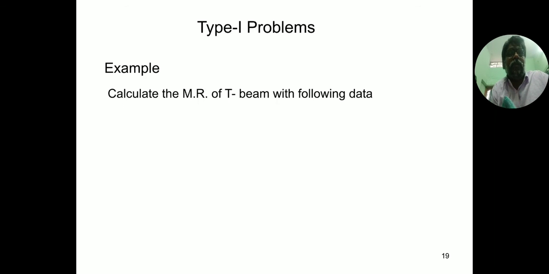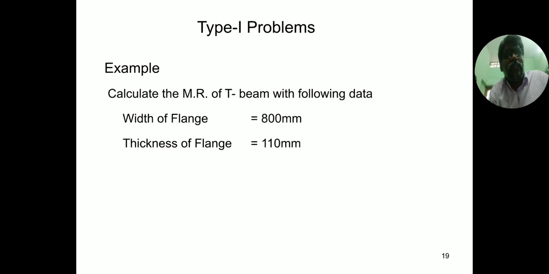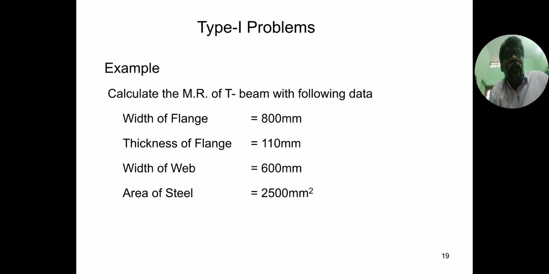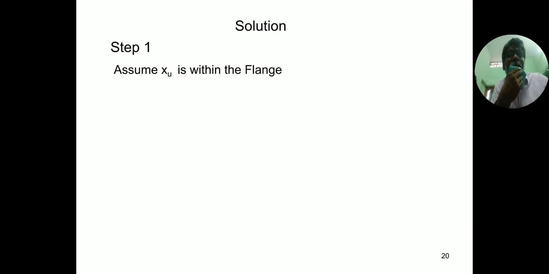Problem. Example. Calculate the MR of a T section with the following data. Width of the flange 800 mm, thickness of the flange 110 mm, the width of the web 600 mm, area of the steel 2500 mm square. Depth of the web 600 mm. FCK 20 newtons per mm square. Fy 415 newtons per mm square.